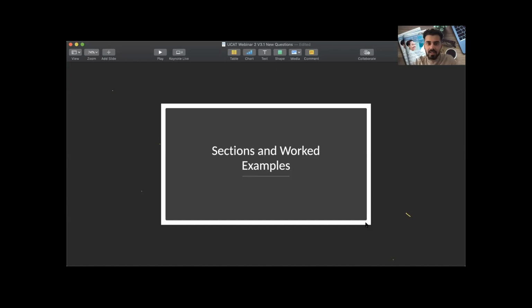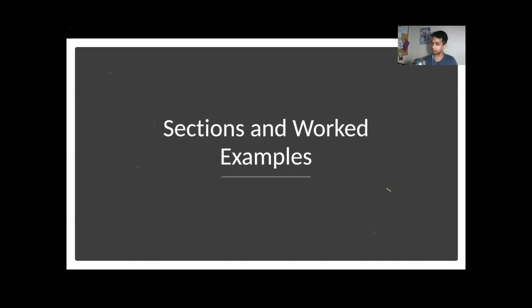Thank you, Nafi. That's really useful. So now we're going to get into the parts on the different sections and worked examples.